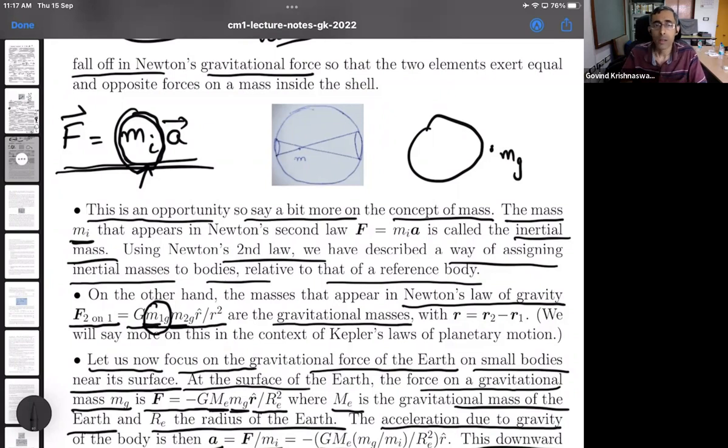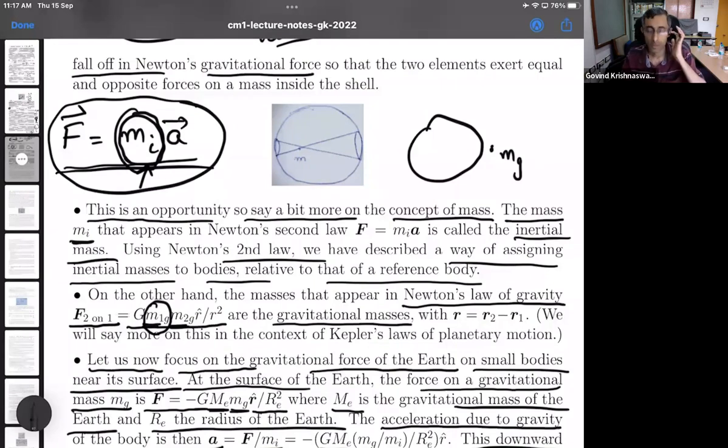A priori, this has nothing to do with Newton's second law. Newton's second law is a completely different statement. It tells you how a body will accelerate if you apply a force. So these are different concepts.